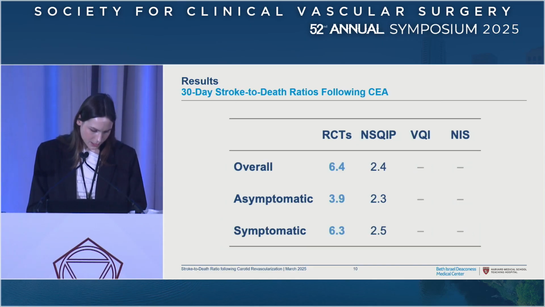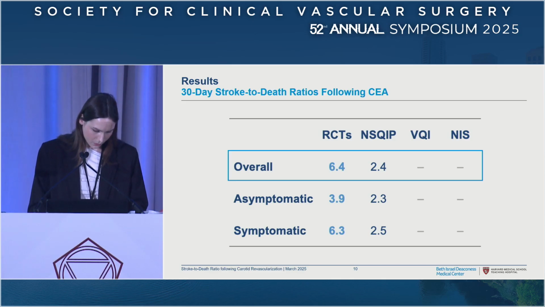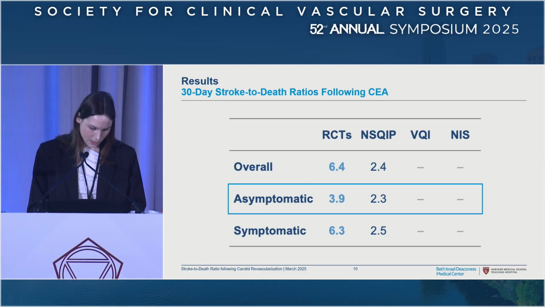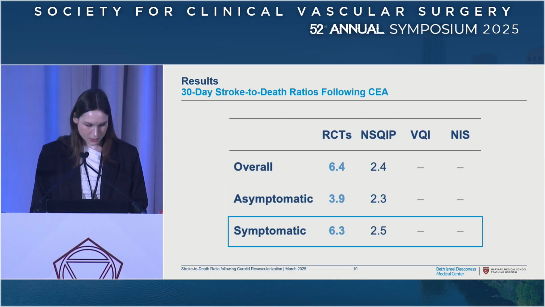And these are the 30-day stroke-to-death ratios following CEA, and overall, the weighted ratio from RCTs is 6.4 compared to 2.4 in NSQIP. For asymptomatic patients, the weighted RCT ratio was 3.9 compared to 2.3 in NSQIP. In symptomatic patients, the ratio was 6.3 in RCTs and 2.5 in NSQIP.